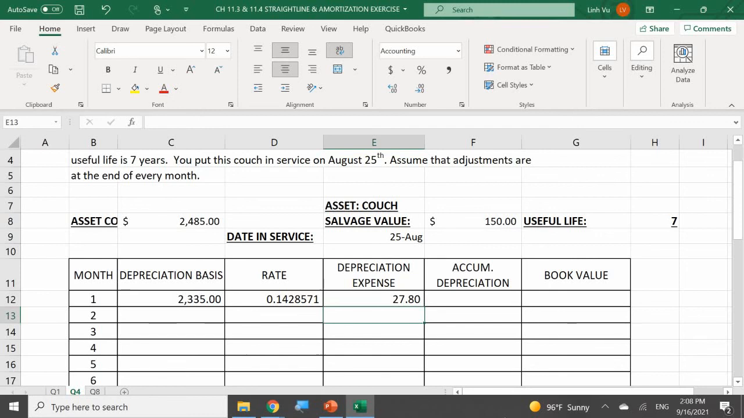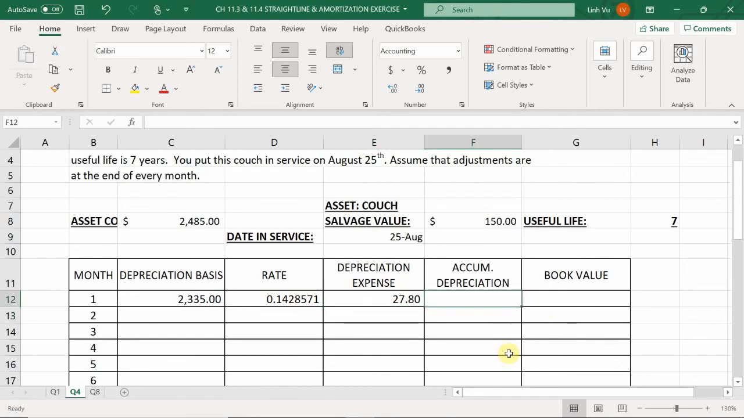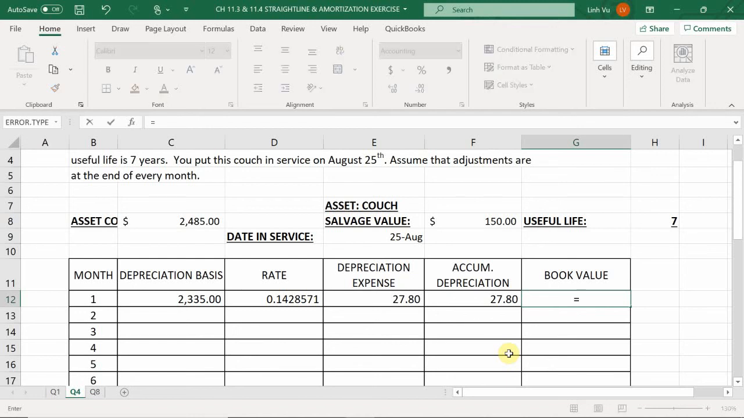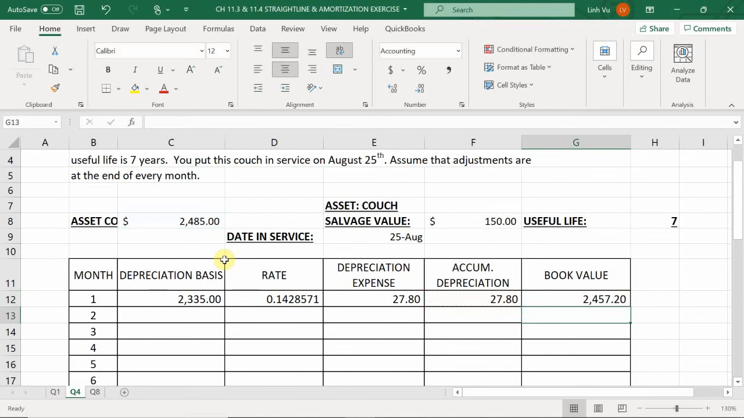Accumulated would be the previous year, which we don't have, plus the current year, so it stays at 27.80. Good. And then our book value, the cost of the asset, 2485 minus the 27.80, is 2457.20. 2457.20 is correct.